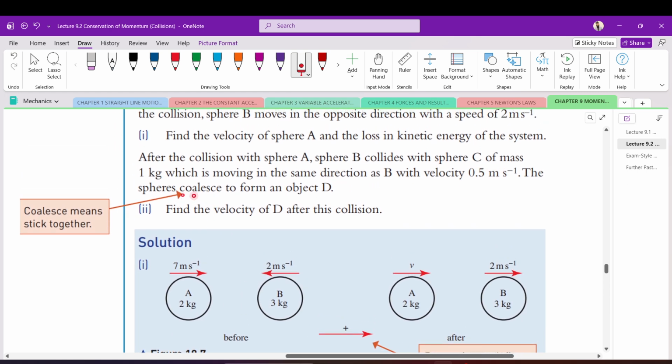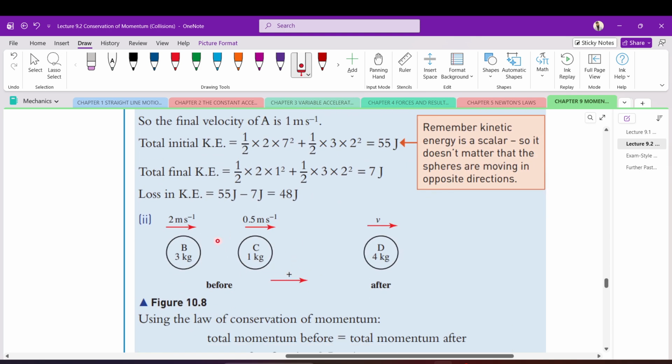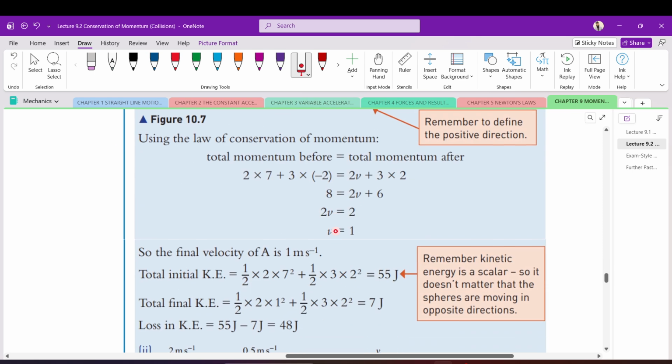The spheres coalesce to form an object D. So now after collision, you can say they have combined. So that's why you'll have a mass of 4 kg, because that is 3 kg plus 1 kg. So now we need to find the velocity of D after this collision. The velocity of D after the collision.